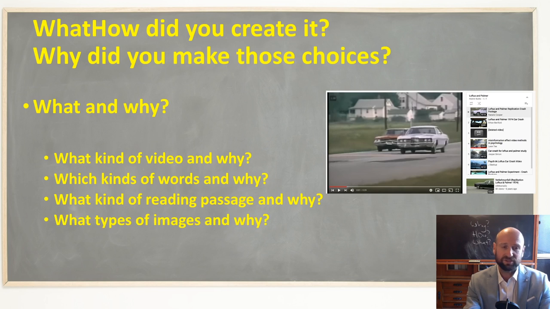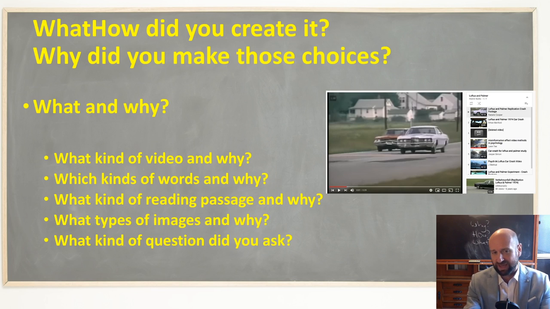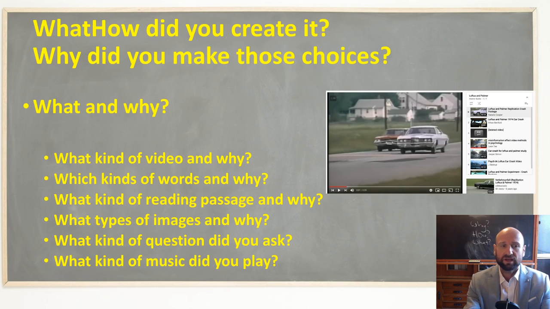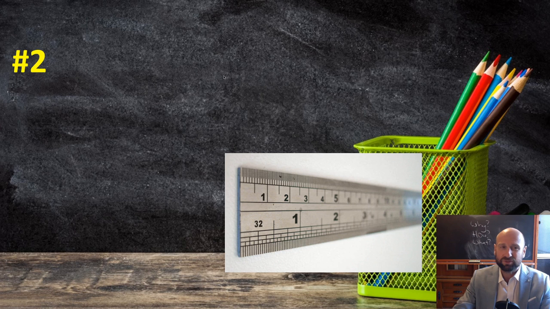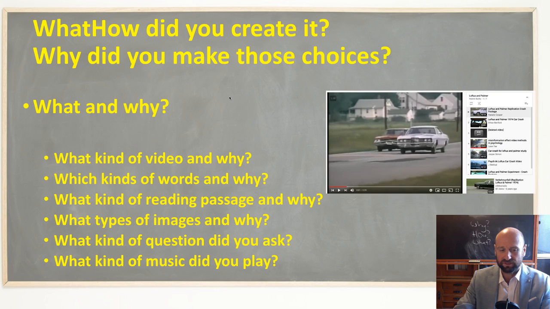What kind of reading passage? What kind of music? What type of images? What type of questions did you ask? For example, in the anchoring effect. So this is where the description comes in. What kinds of words, describing generally how it was done, and also how did you create it, and most importantly, why? Why did you make those choices? That's how you explain your stimulus.